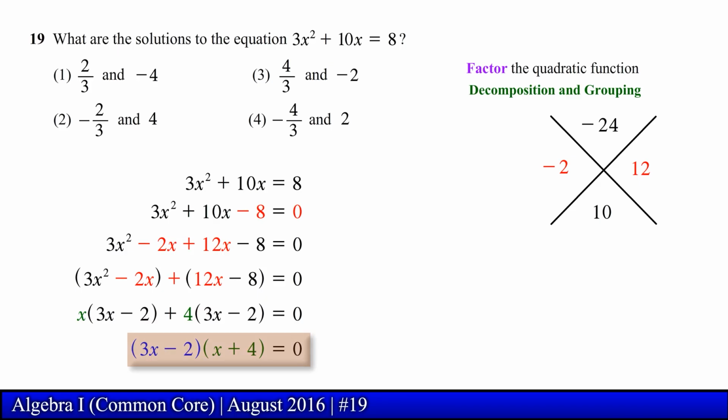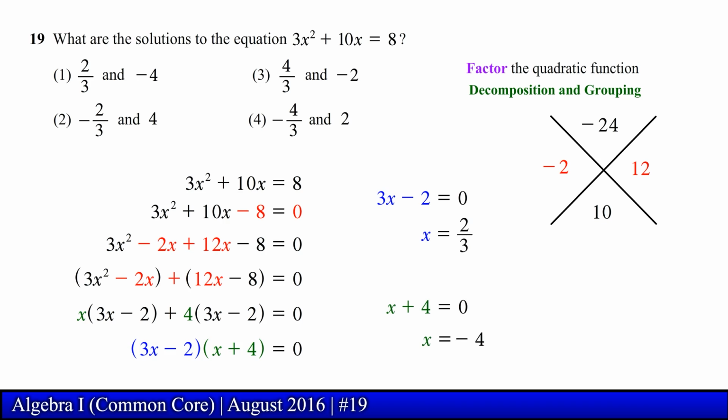The final step is to use the zero product property, set each factor equal to 0, and solve for x. Doing that, we obtain x is equal to 2/3 and -4. Looking at the options, we see that the first option is a perfect match, so option 1 is our answer.